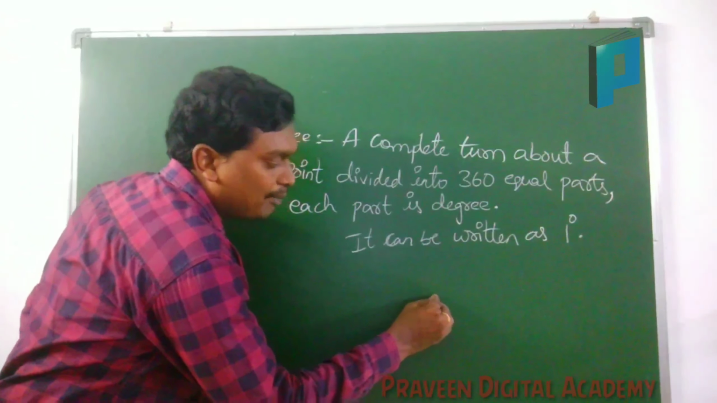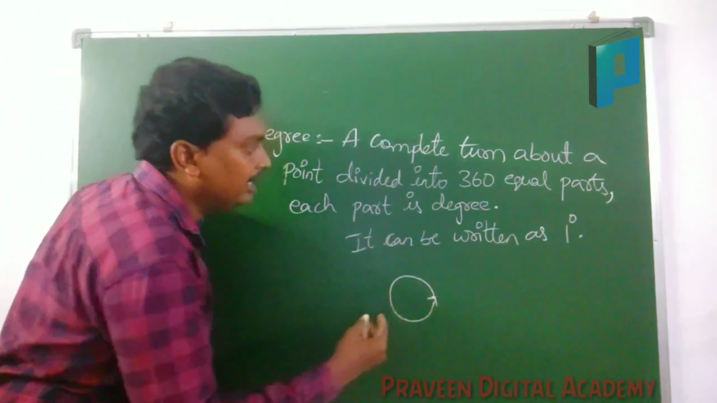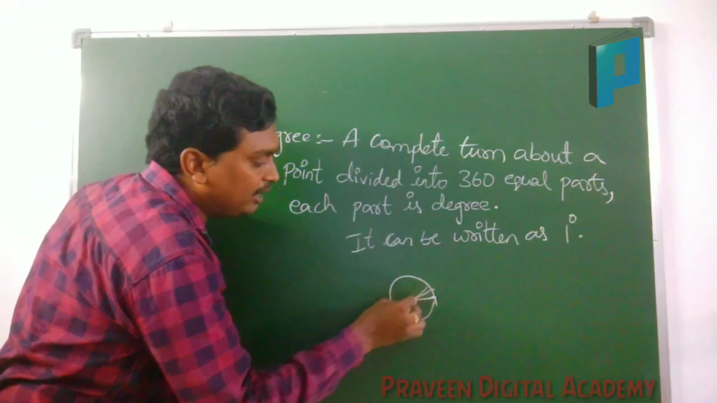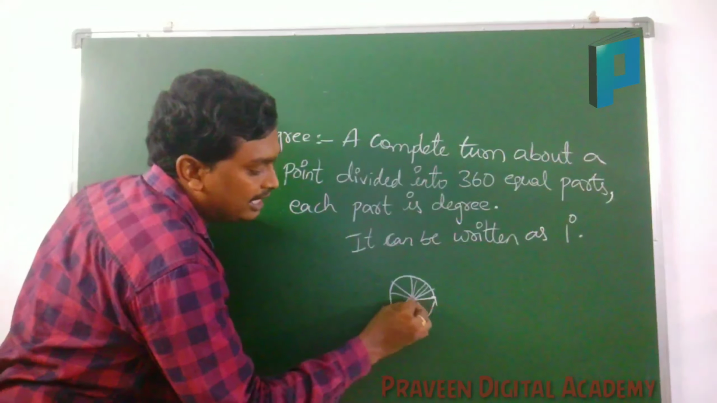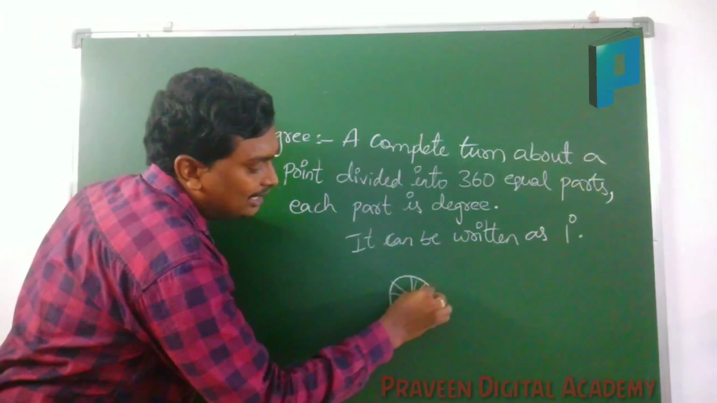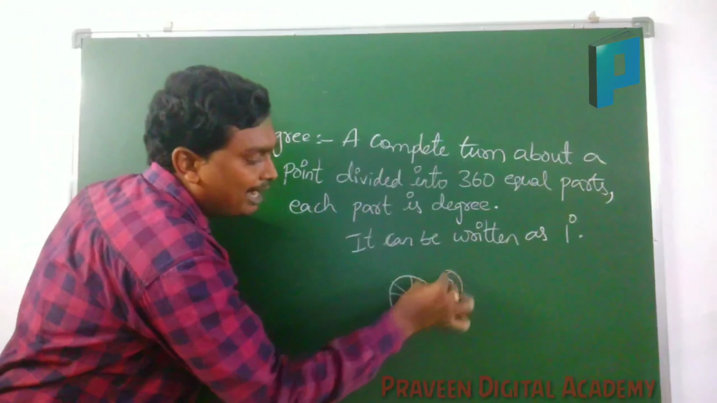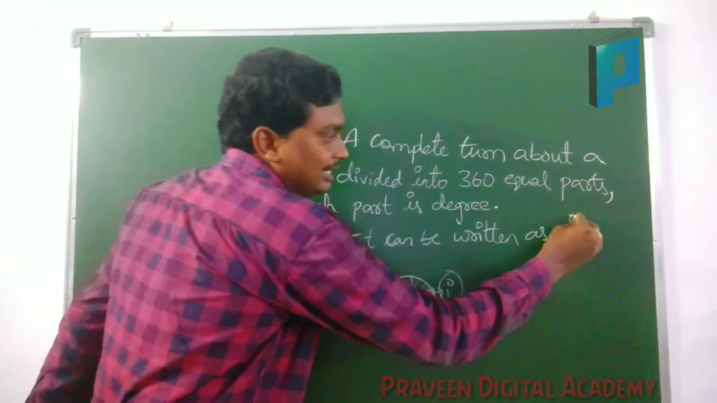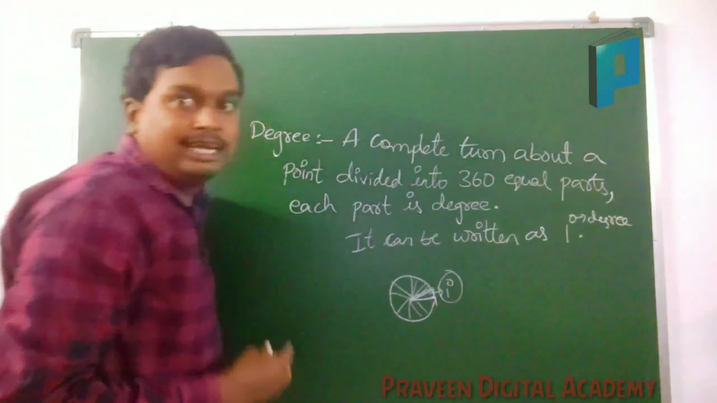Here a complete turn about a point. If you are having a point like this, if you want to turn it completely, we have to divide it into 360 equal parts. Here each part is called a degree, that is represented by 1 degree. This is the symbol of degree.